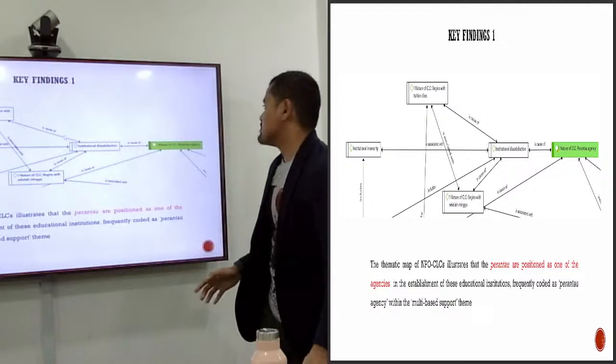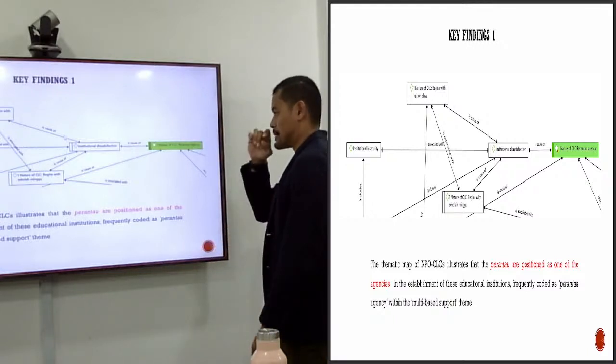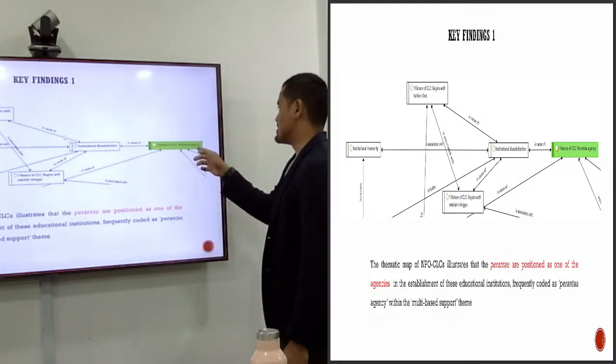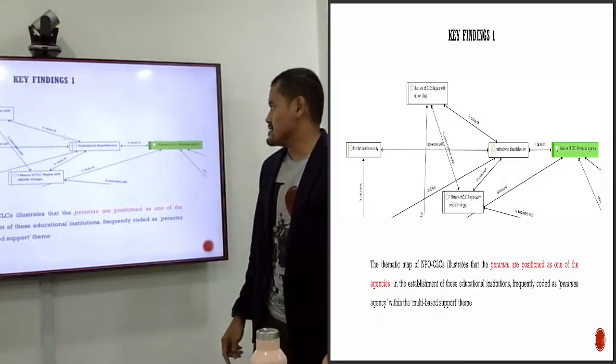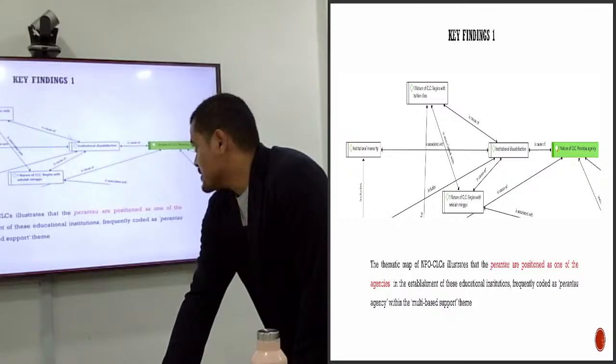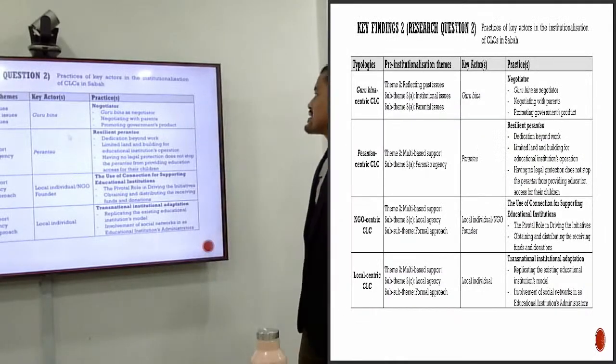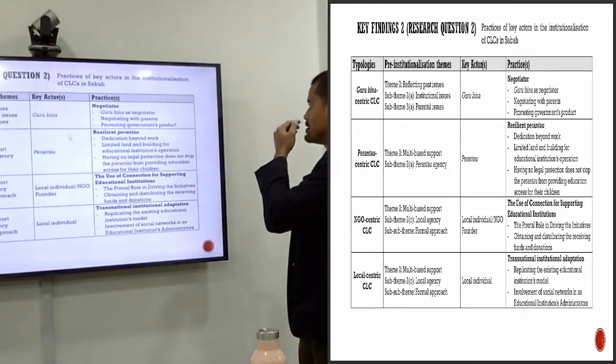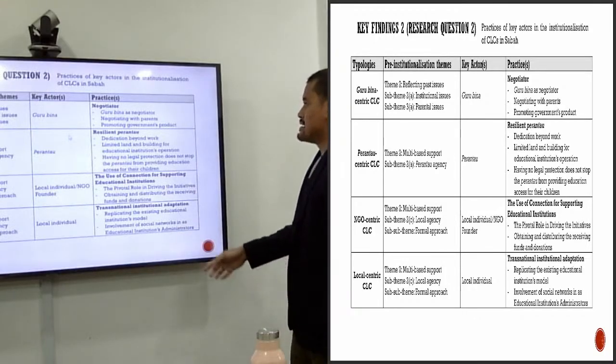And this is the perantau in the thematic map of NPOCLCs. We are there among the perantau agencies, and these are the codes that are connected to them. And my second findings focus on question 2. This is question 2 about the practices of the key actors.